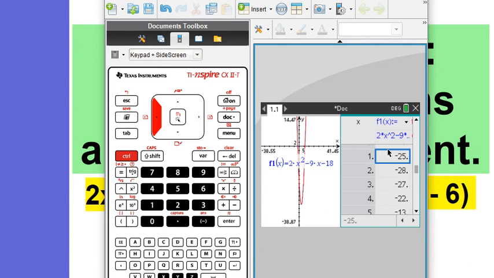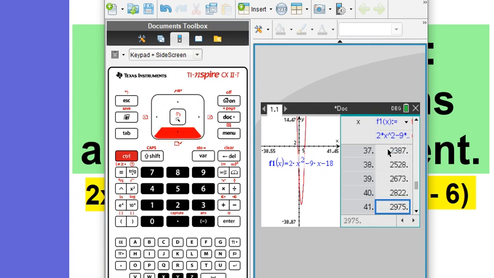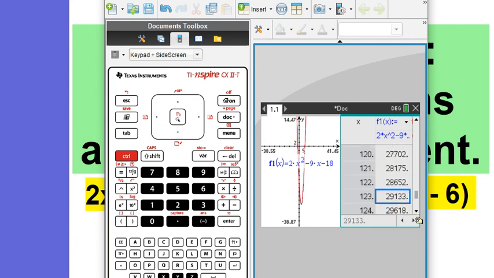So we know when x is 1, f of x is negative 25 for both when I toggle back and forth. That's one answer. I'm going to go way down here, actually grab my slider and go really, really fast and far. Now, when x is 123, my f of x is 29,133. See how it toggles back and forth?